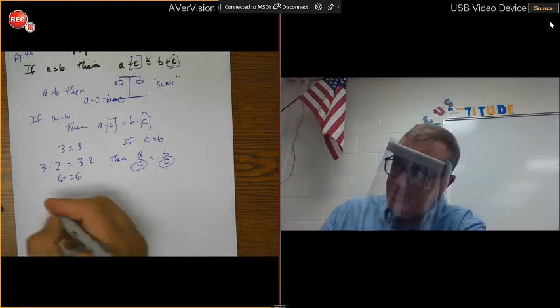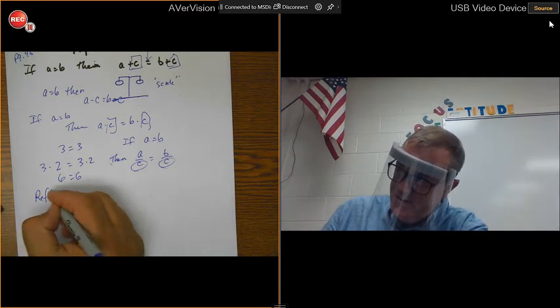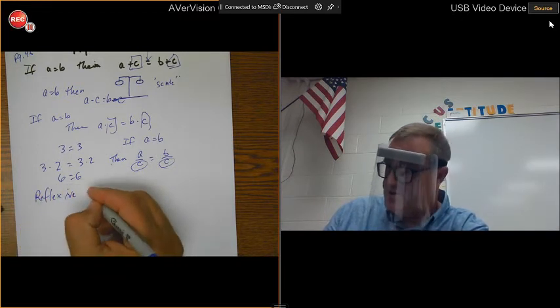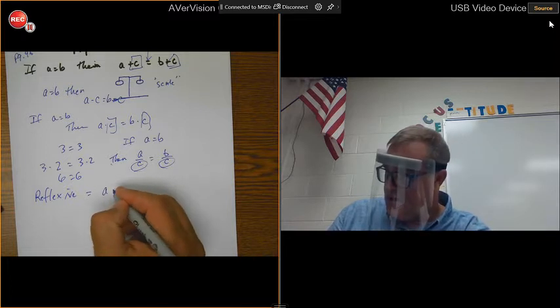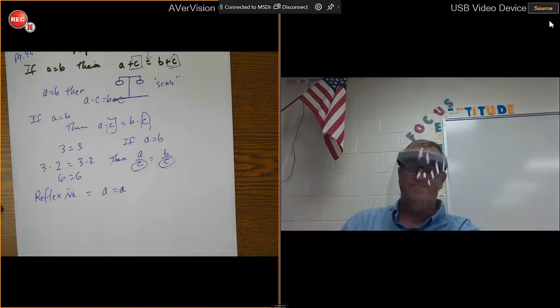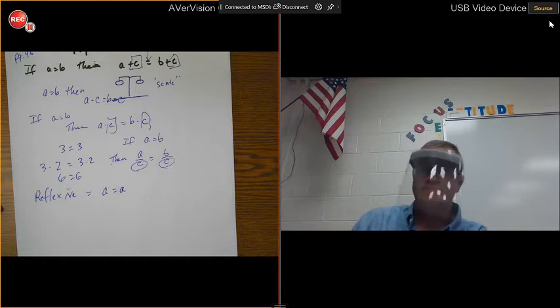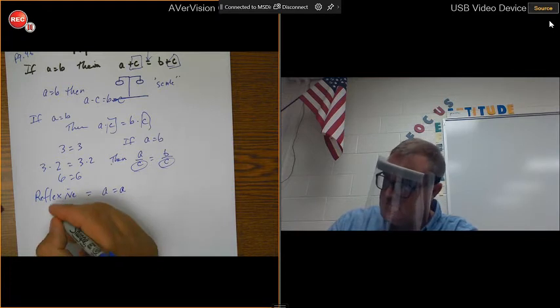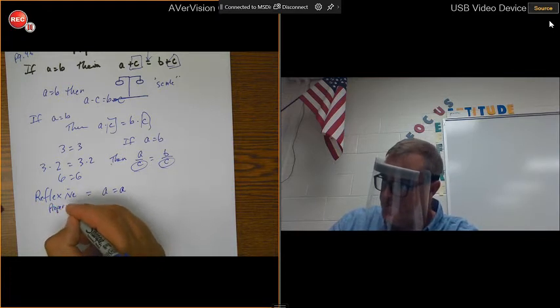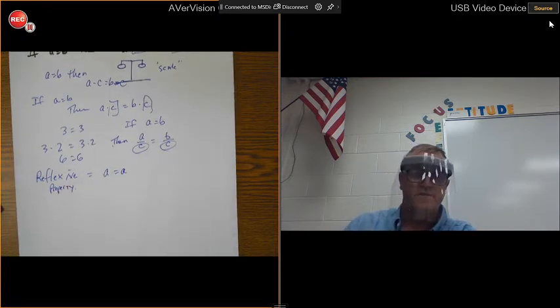Reflexive property you don't use much in algebra, but we do use it in this class. A equals A. We'll use this in proofs. Reflexive property.